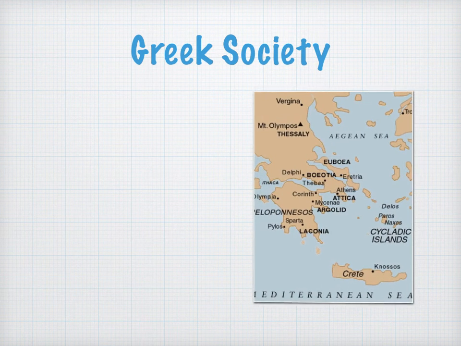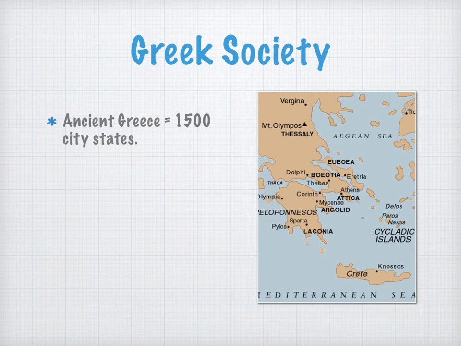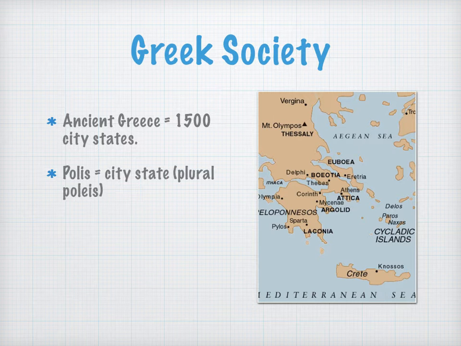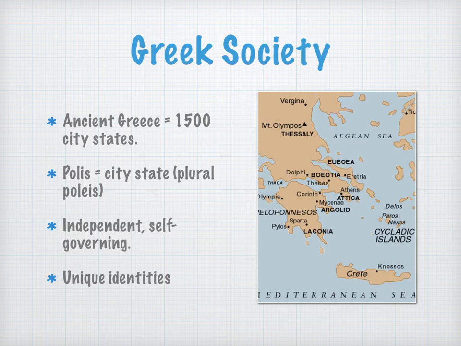So in ancient Greece, as we can see in this map here, we've got lots of different city-states. It's estimated that there are about 1,500 of these that made up ancient Greece. Remember that the Greek word for a city-state is a polis, or plural poleis. These were all independent and self-governing. They had their own laws, and they also had their own identity. So there wasn't really a sense of a unified Greece. Instead, you were part of your polis.